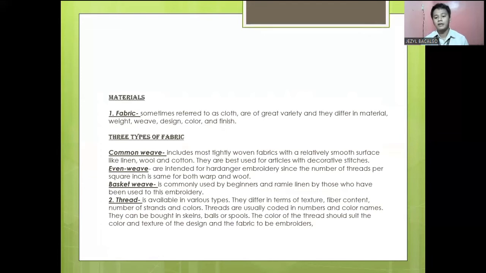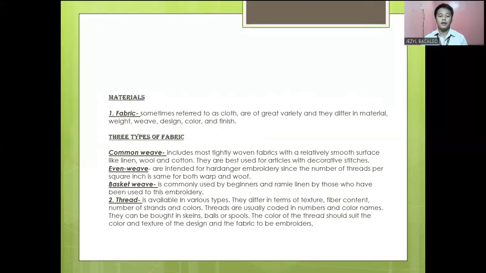articles with decorative stitches. So even weave is intended for hardanger embroidery since the number of threads per square inch is the same in both the warp and weft. So basket weave is commonly used by beginners, and Irish linen by those who have been working in embroidery.